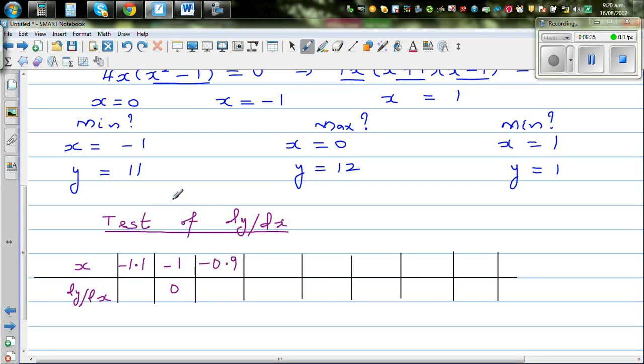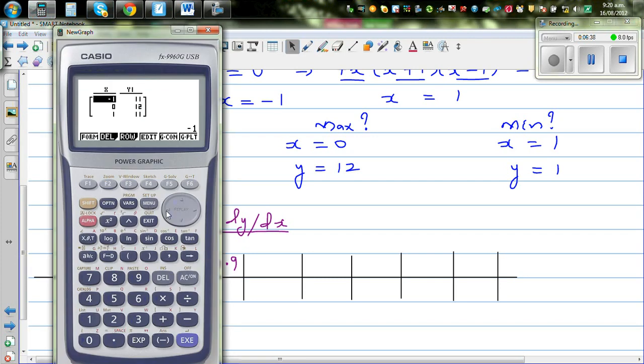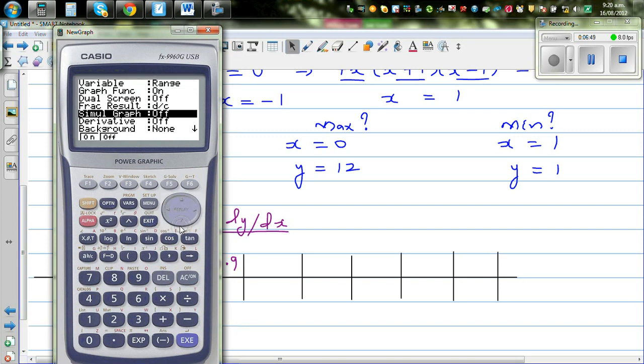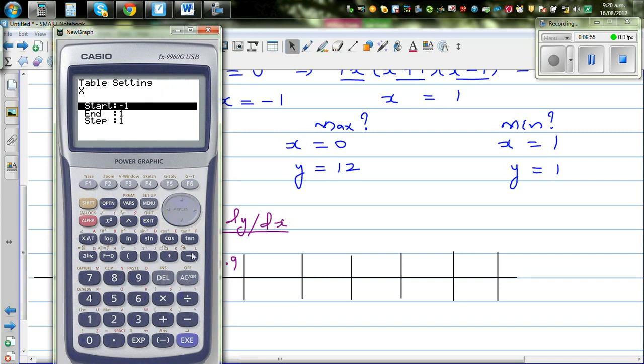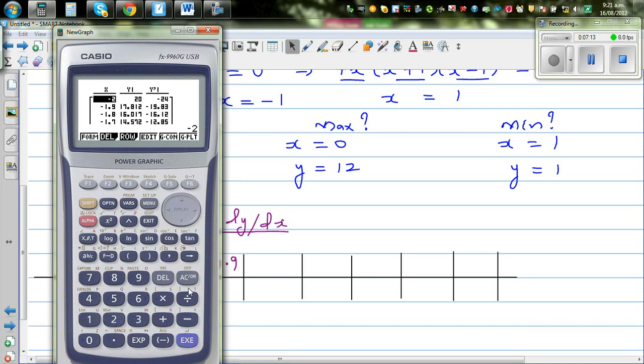Okay, so this is one test. I'll go use my table. The only thing I have to do is change my setting. I have to turn the derivative on. I want my range to go from -2 to +2 at a step of 0.1. So I'll explain. Let's go to -1 first.